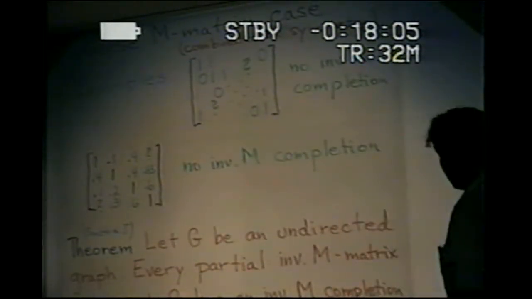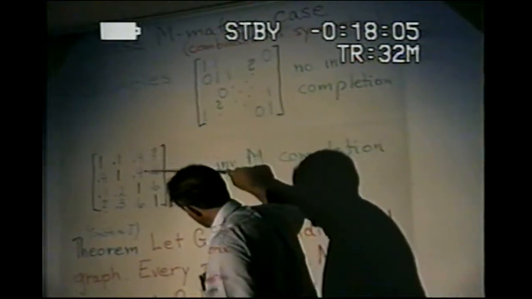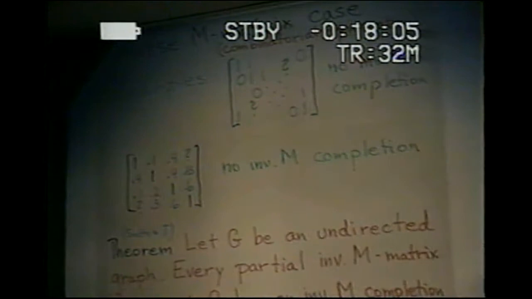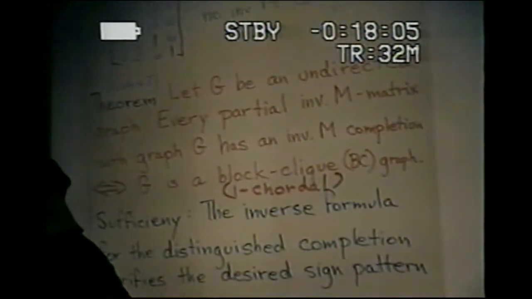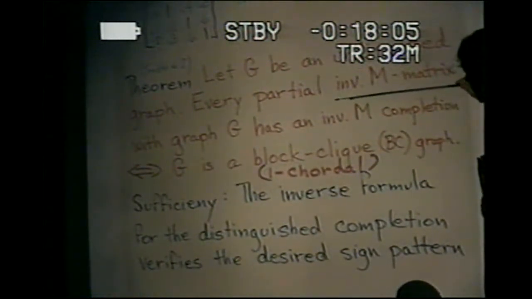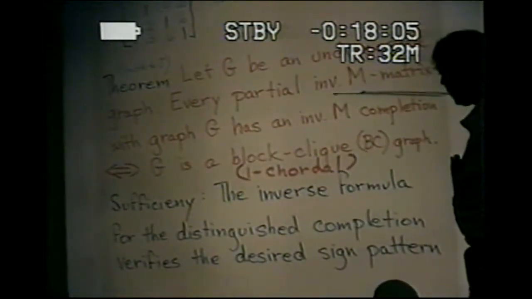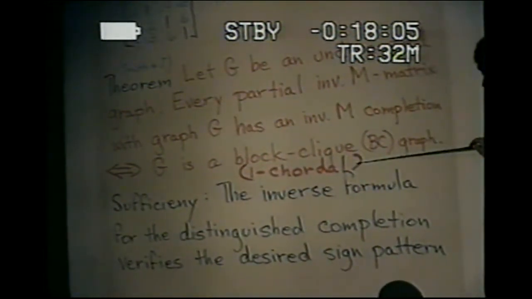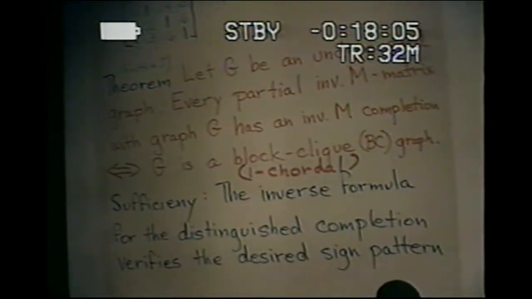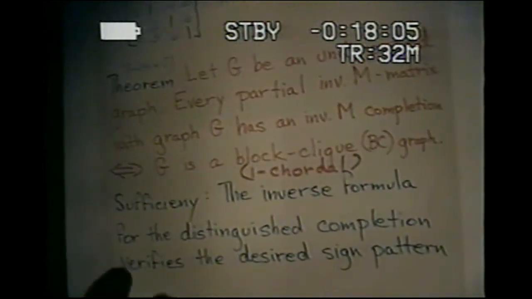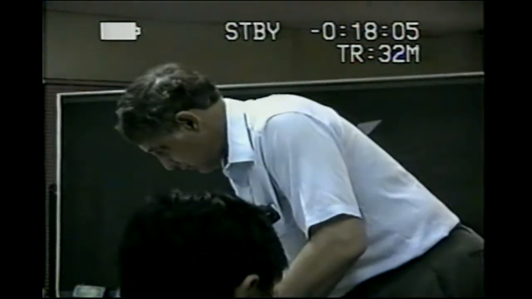That being partial inverse M is not enough for an inverse M completion. And here's a two-chordal case overlapped with two. This is a partial inverse M matrix, and yet you can show there's no inverse M matrix completion. And so the theorem one gets out of that by sort of glorifying these examples a bit, is that if I have an undirected graph G, and I want to know what it takes in order that every partial inverse M matrix with graph G has an inverse M matrix completion, then that happens exactly when G is one-chordal. Okay? So this is the analog of the chordal result in the positive definite case. Okay? And as I said, the sufficiency uses that inverse formula. And that's a very nice application of the inverse formula.